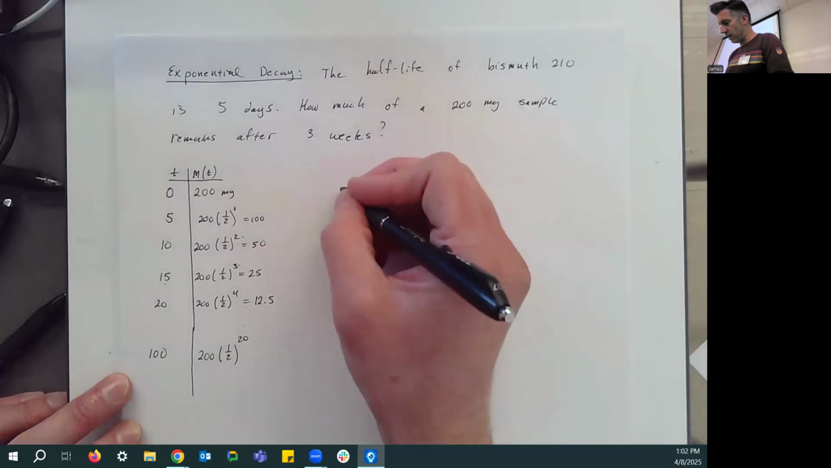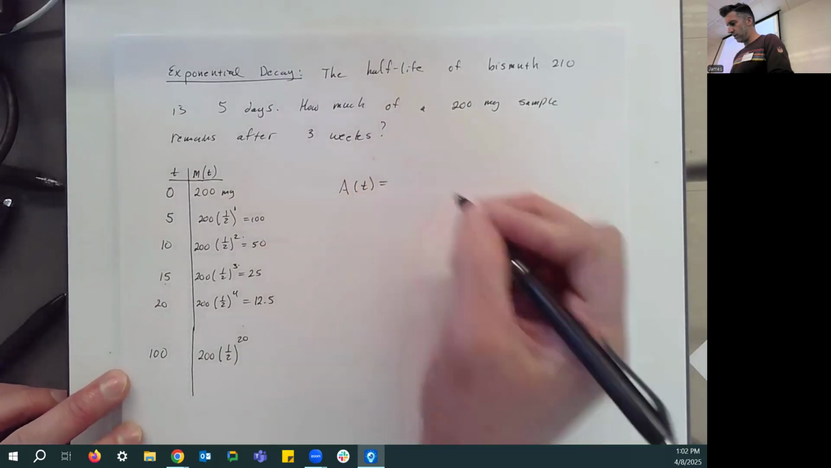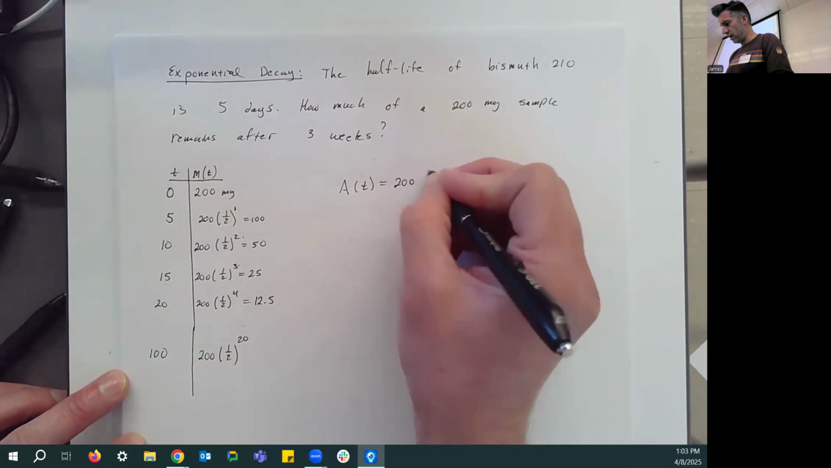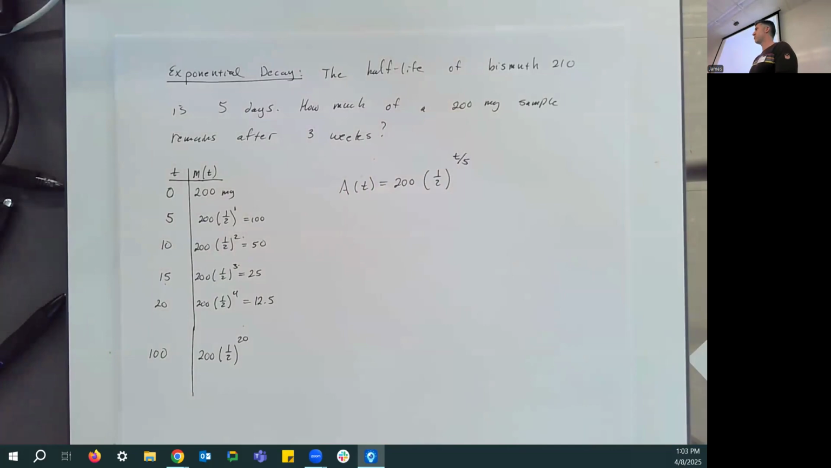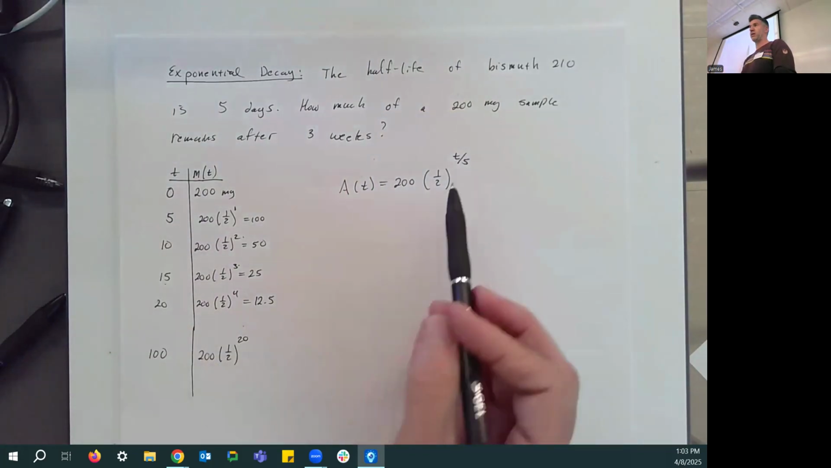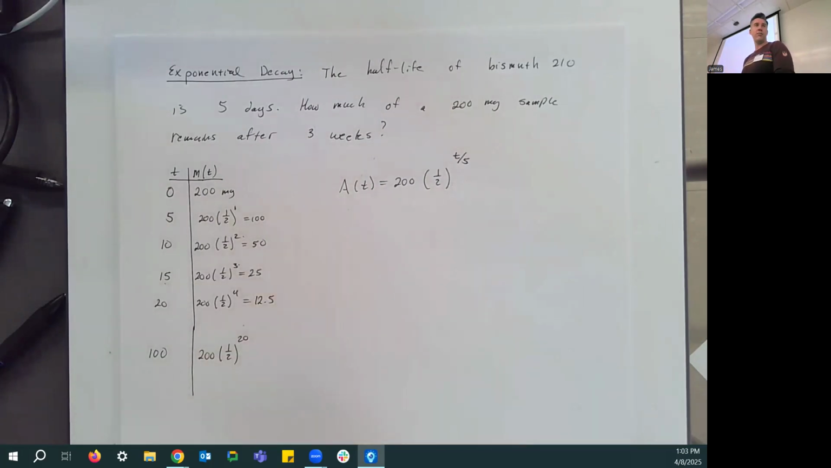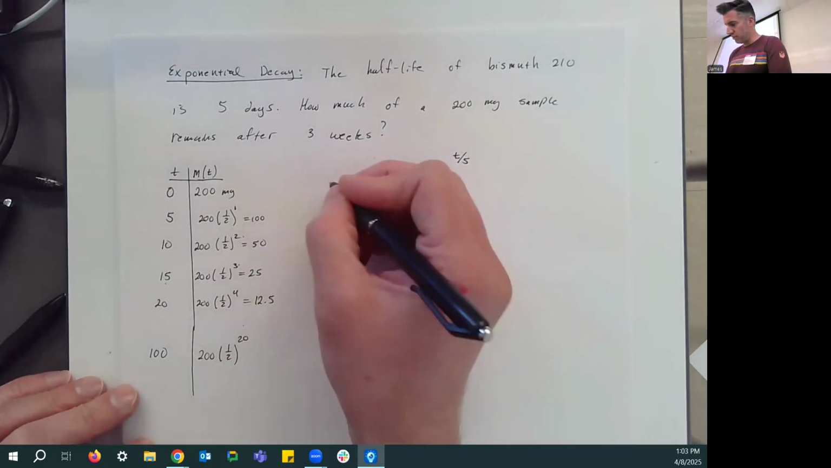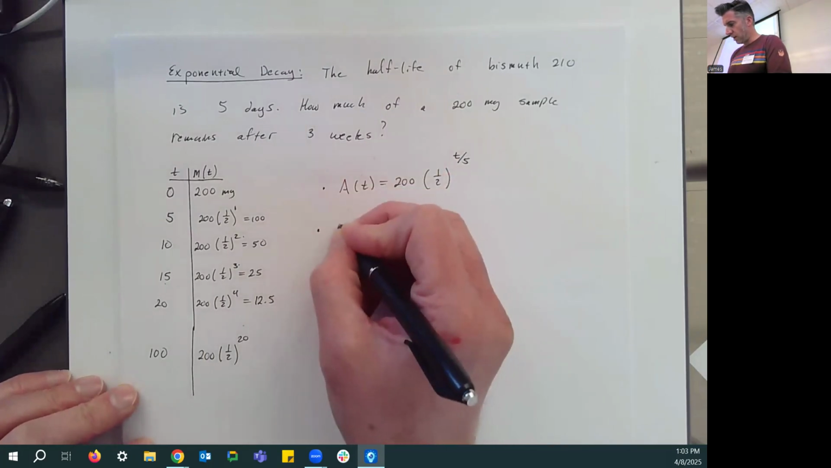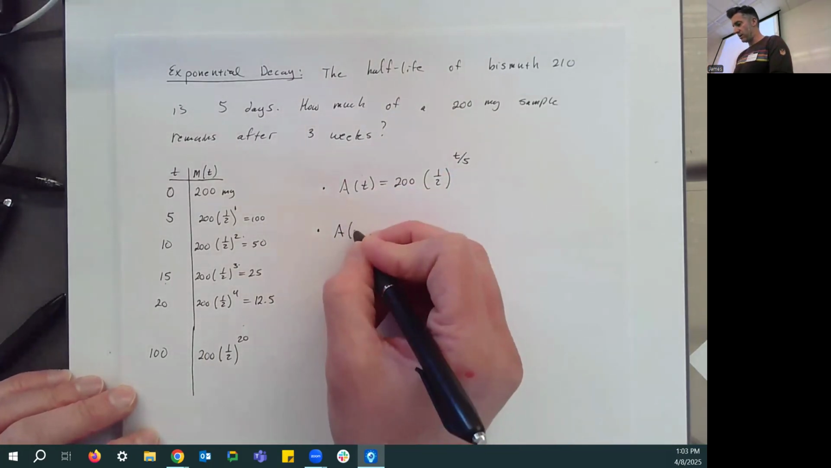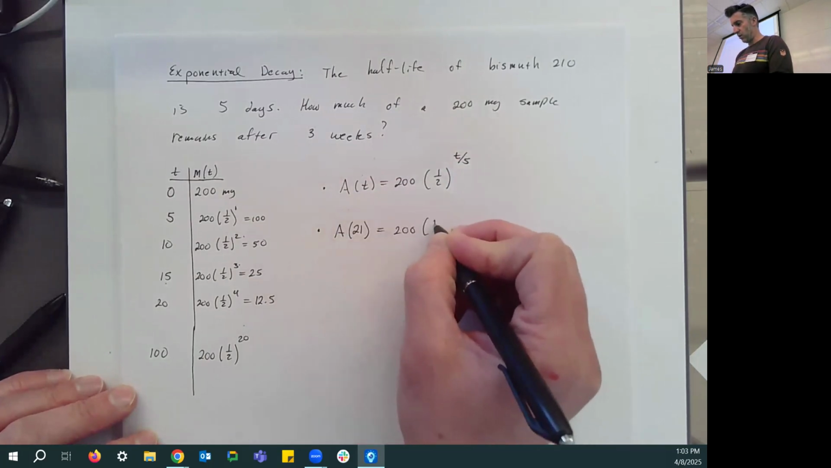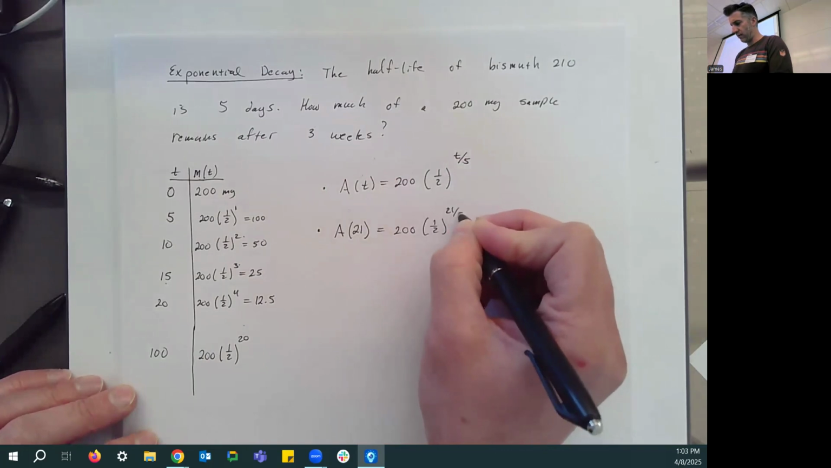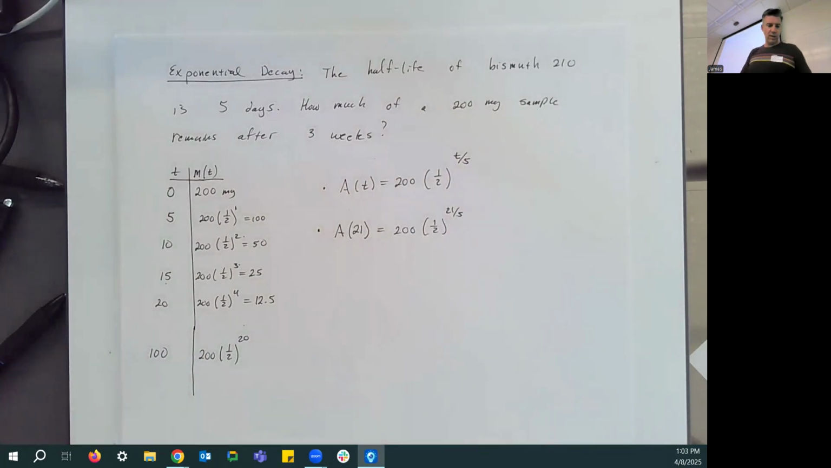So I feel like we could make our growth model 200 times 1/2 to the t divided by 5 power. And that seems like it tracks, right? If we plug in any of these values, we're going to get exactly the output that we got here. So to answer the question, if we want to know how much remains after 3 weeks, which is 21 days, that's going to be 200 times 1/2 to the 21 divided by 5. Which I didn't write out, so let's see what we get.